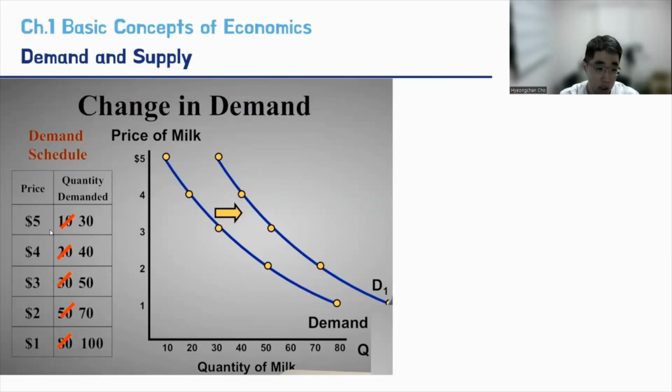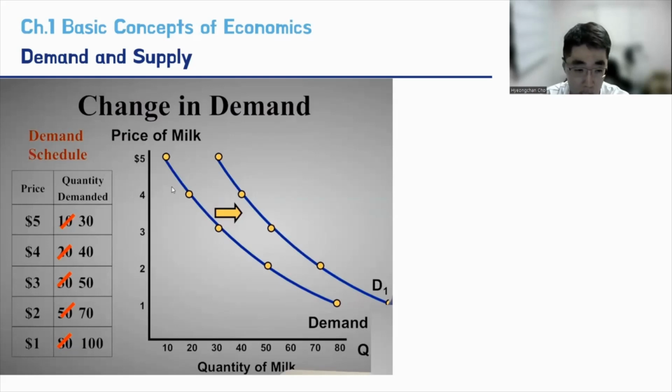And also at price 4, people want more milk. So at every single price, like 5, 4, 3, 2, 1, they want more milk. Then what kind of thing happens in this demand curve? Before the research comes out, the demand curve is here, like this.